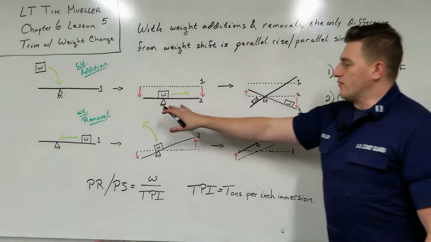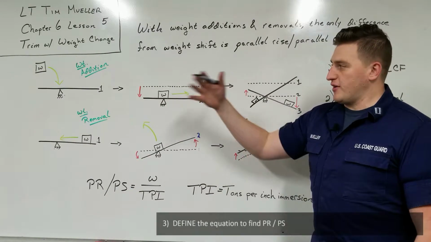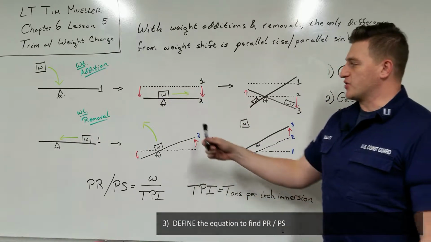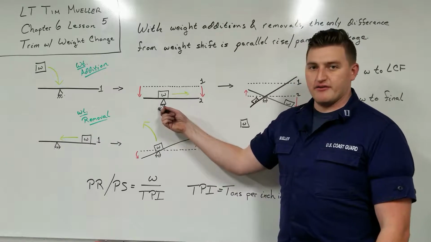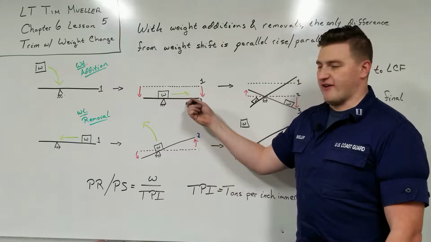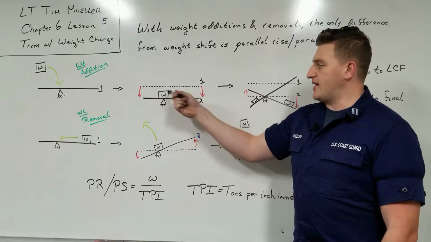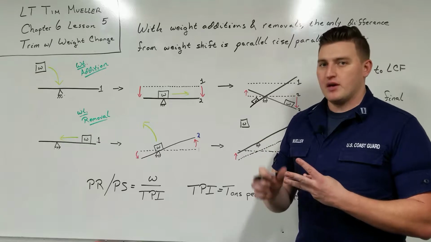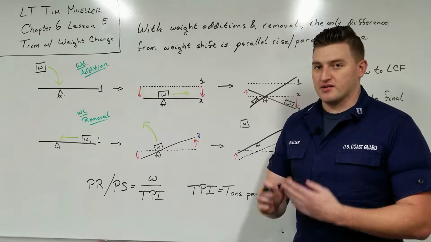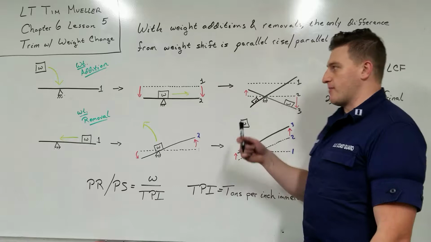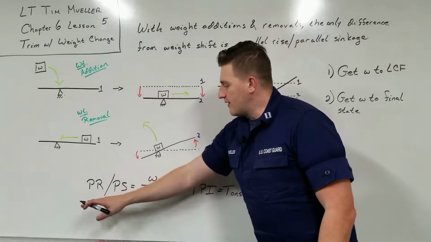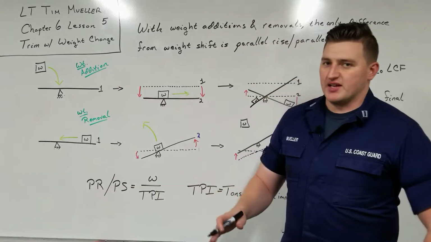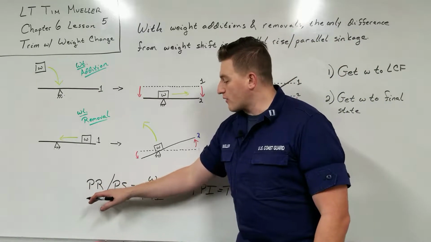So now you see this, to bring weight addition and weight removal into the realm of weight shifts, our trimming arm is going to be the distance from the LCF to the final resting place of the weight. The weight's given to us, so we know trimming arm and the weight, therefore we know the trimming moment, we know the change in trim, and we know everything else. How do we find this parallel rise or parallel sinkage? Well, right here, PR is parallel rise. This line does not mean division, it just means or. So parallel rise or parallel sinkage.